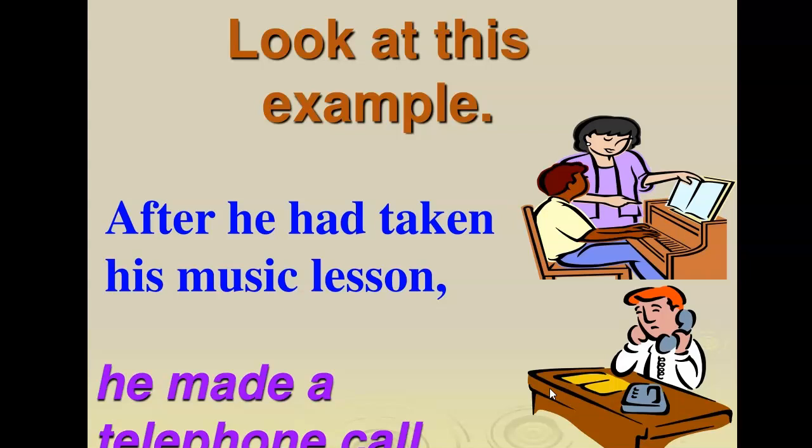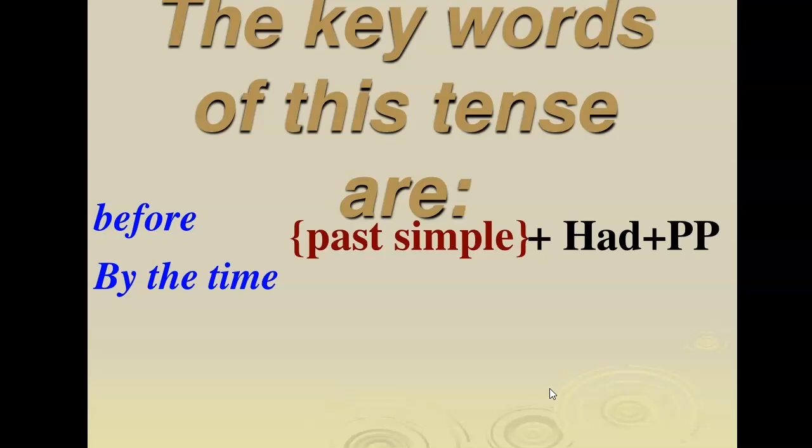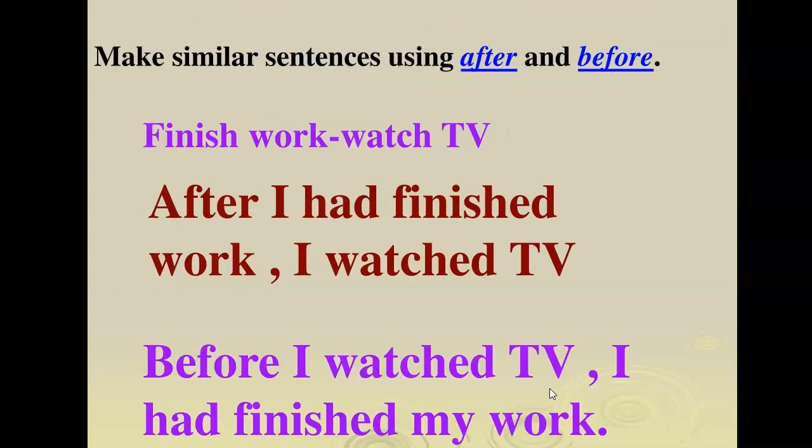Look at this example. After he had taken his music lesson, he made a telephone call. What had Ellie done before he went fishing? Ellie had repaired his car before he went fishing. The key words of this tense are before and by the time, past simple and had, the past perfect. Let's make similar sentences using after and before. Finish work, watch TV. After I had finished work, I watched TV. Before I watched TV, I had finished my work.